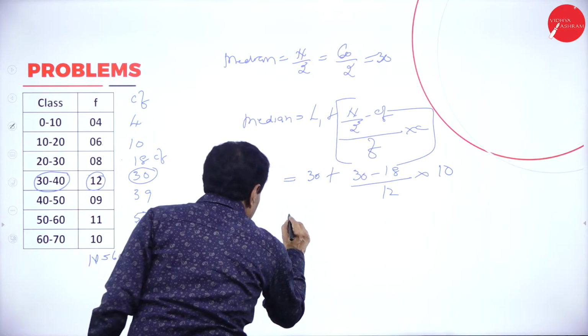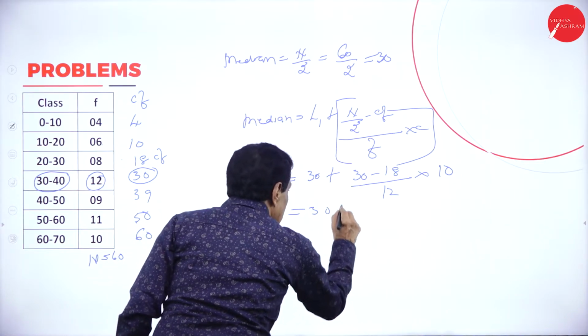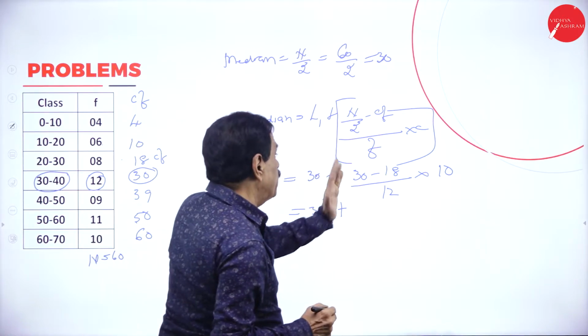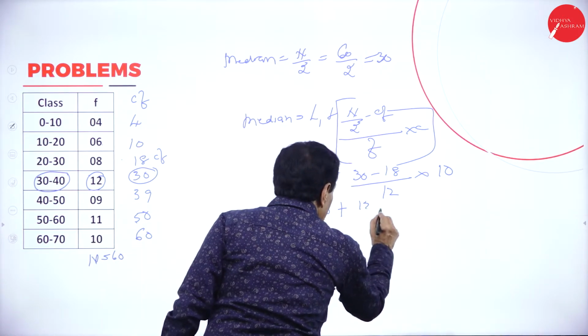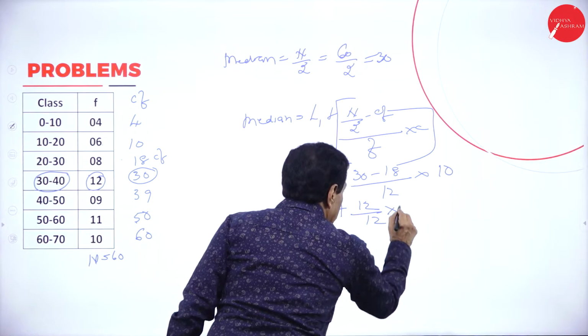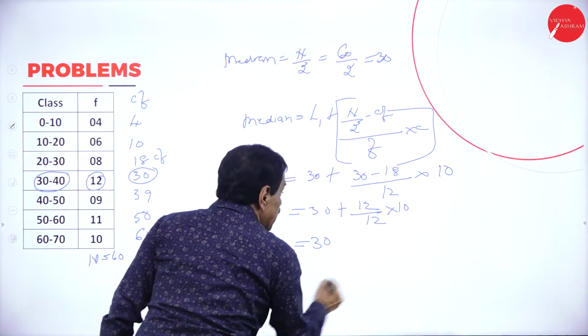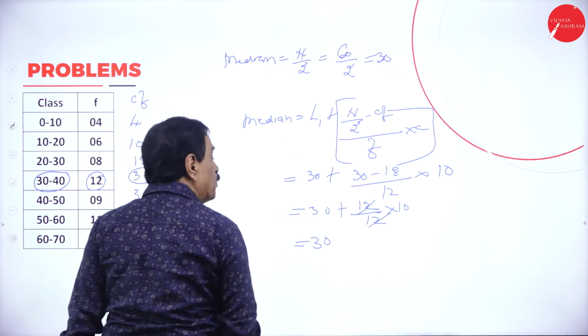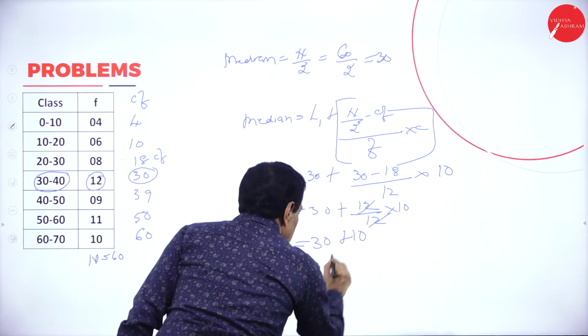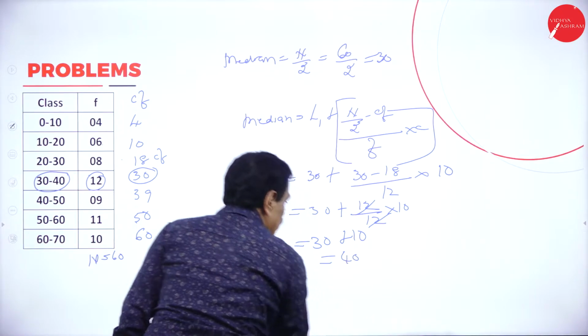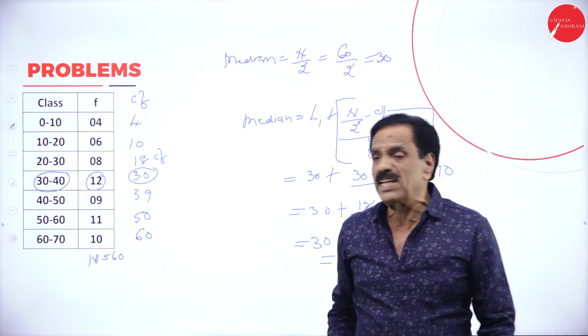Simplify this. This is 30. You deduct 30 minus 18, which is 12, divided by 12 into 10. Then next step, 30. Cancel the 12. What is left over? 10. It is 30 plus 10, which is 40. This is your median for a continuous series.